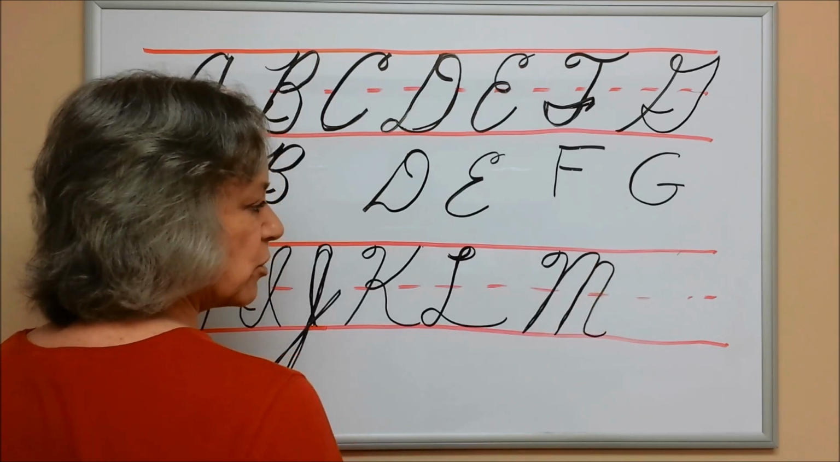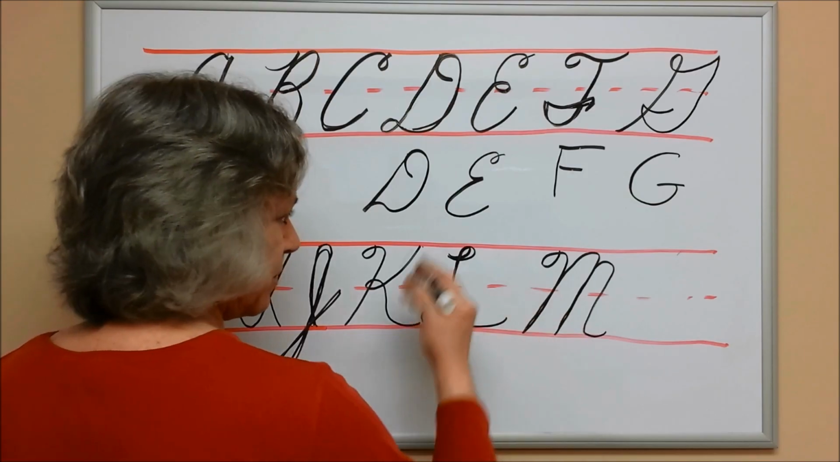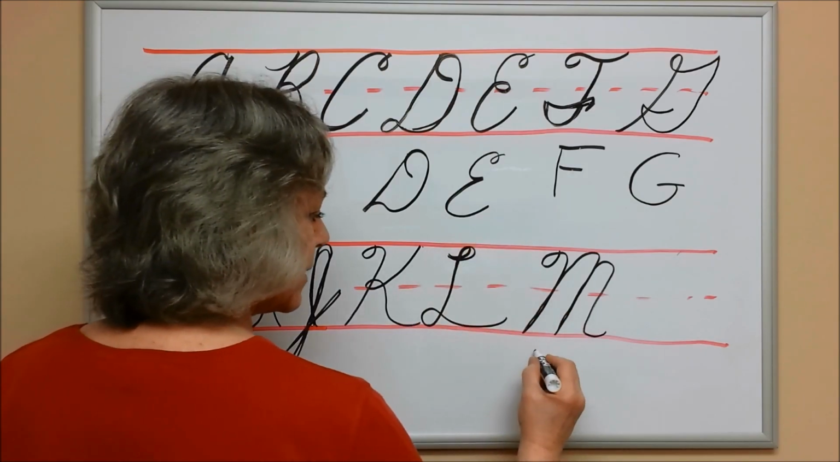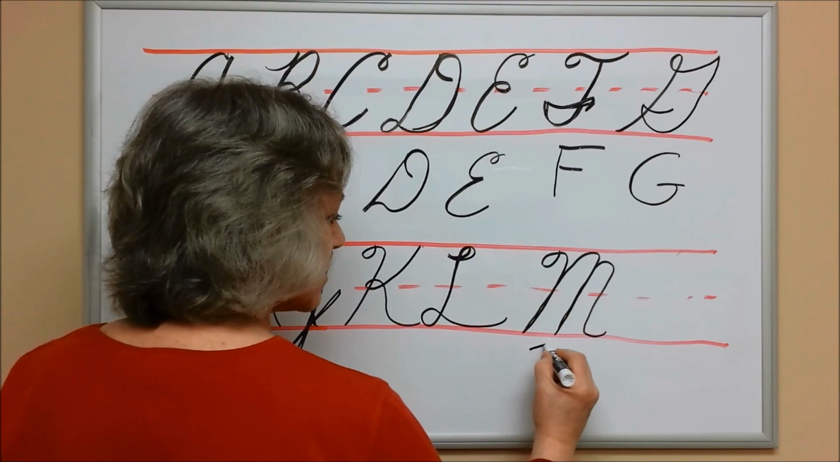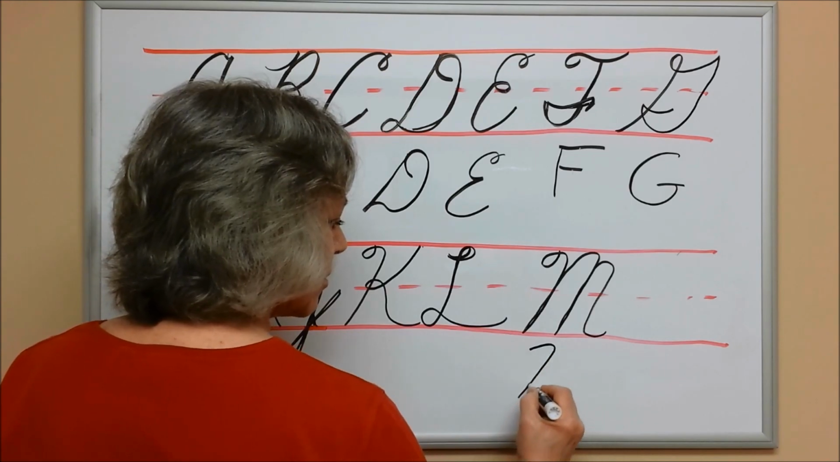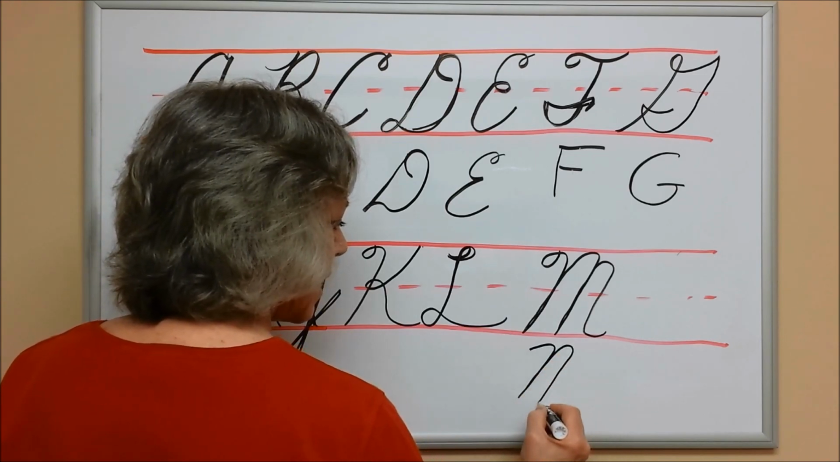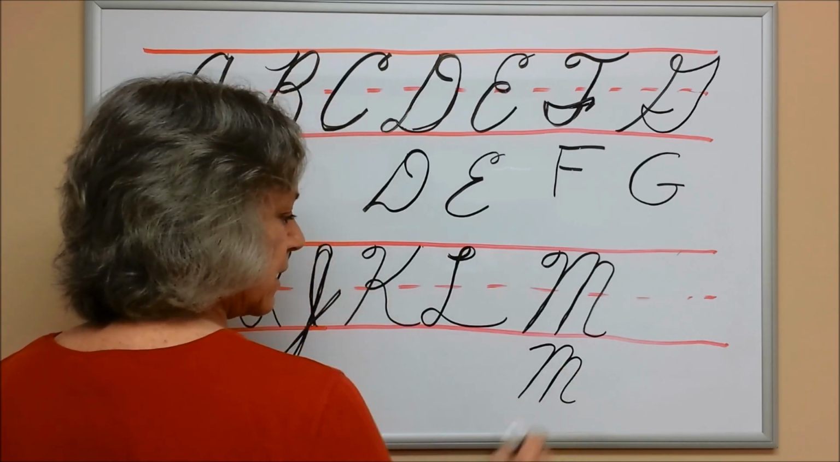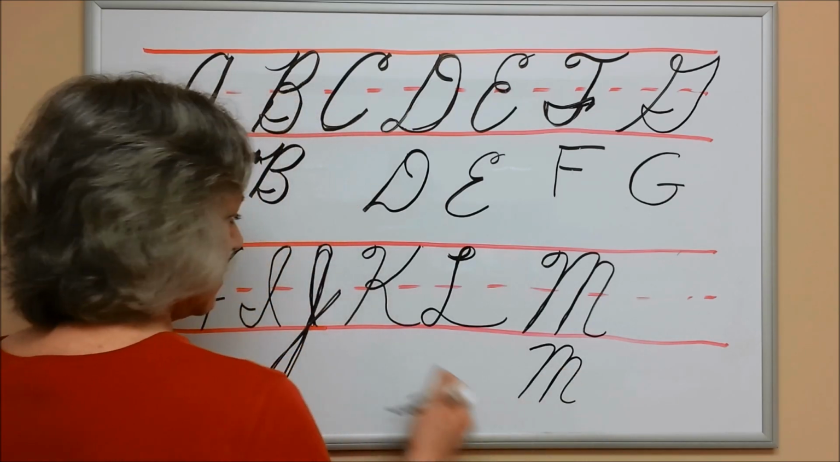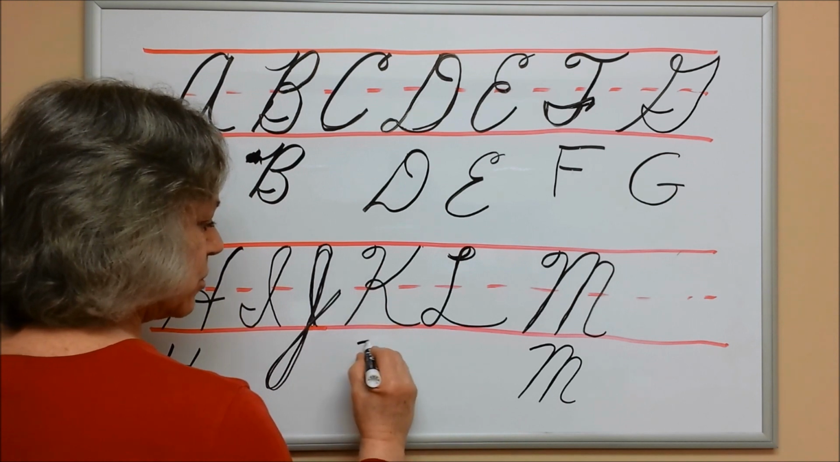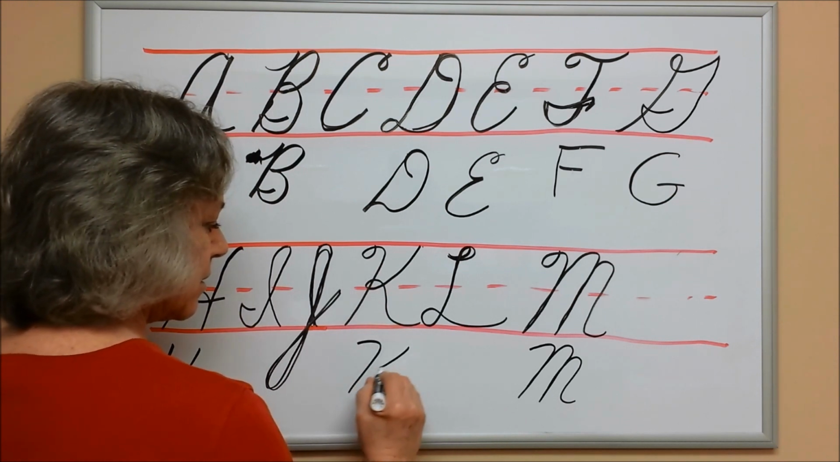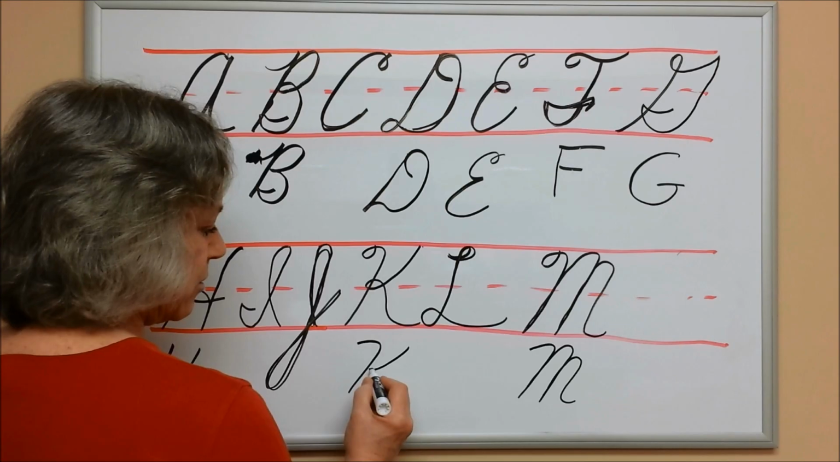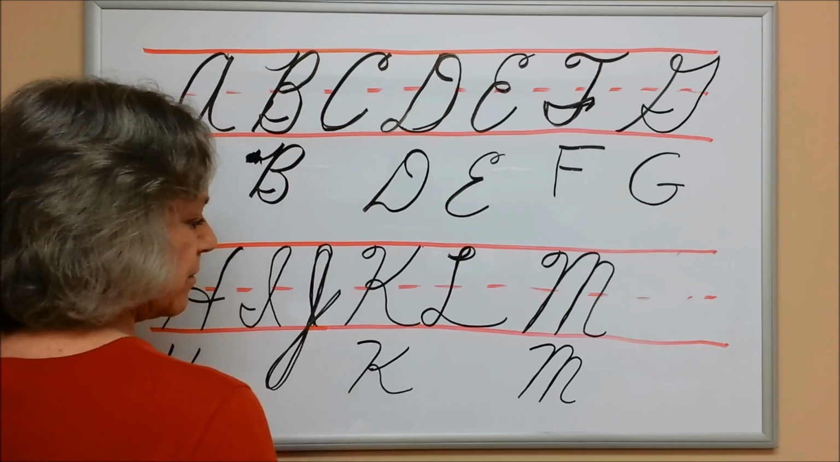Now, of course, I showed you earlier, you can make it without the loop. You can make many of these without the loop. So I could just do this, come down, up again, down, up again, like that. Again, the second bump is shorter than the first. Another one like the K without the loop would just be like this. And I could make it here, or, well, I would make it there.